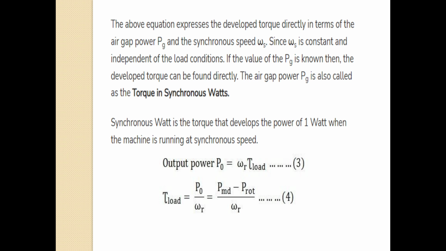Output power P naught is equal to omega r T load. T load is equal to P naught divided by omega r. We know that P naught is equal to PMD minus P rotor loss, divided by omega r. This is the fourth equation.